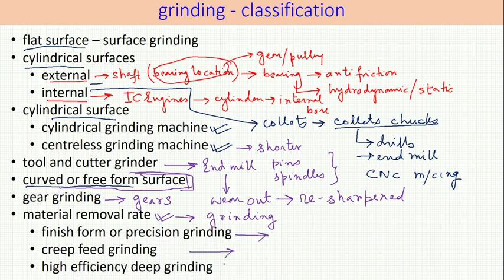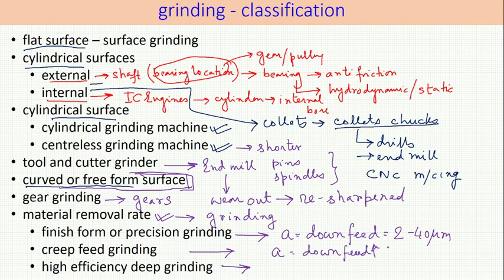Another one is called creep feed grinding. Another one is high efficiency deep grinding. Here, if you are doing surface grinding, down feed, as we have mentioned, is 2 to 40 micron. Whereas in creep feed grinding, the same down feed is much larger. It is as much as 0.5 to 20 millimeter. You might say, what am I going to do with 20 millimeter material removal? Yes, that is also a grinding process, and because of that, it is no longer called grinding, it is called abrasive machining, and that's why we named the course Theory of Abrasive Machining.